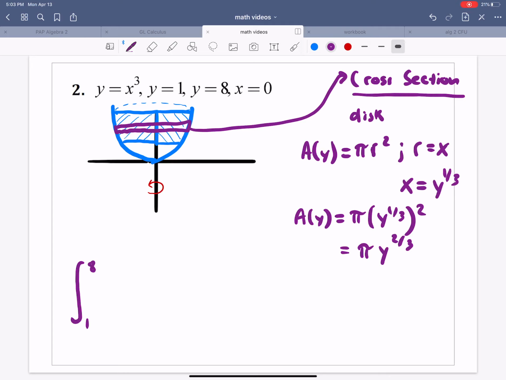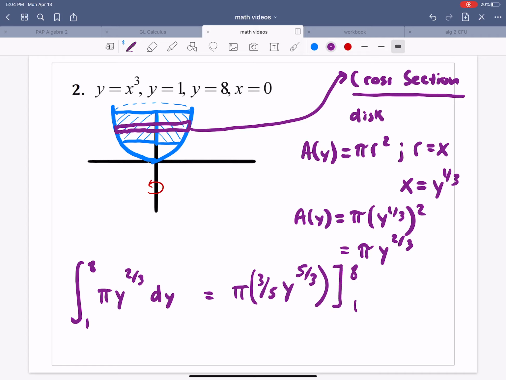Okay? And the area formula that we found for one of the cross sections is pi y to the 2/3 dy. So when we evaluate this integral, pi is a constant. The exponent is going to become 5/3. So my constant that I'm going to multiply by is 3/5. So 3/5 y to the 5/3 evaluated from 8 to 1.